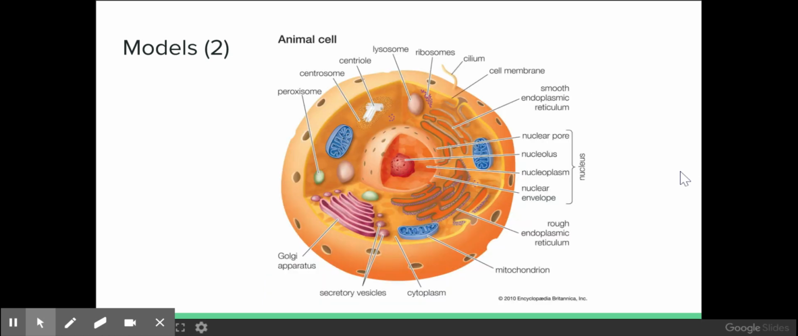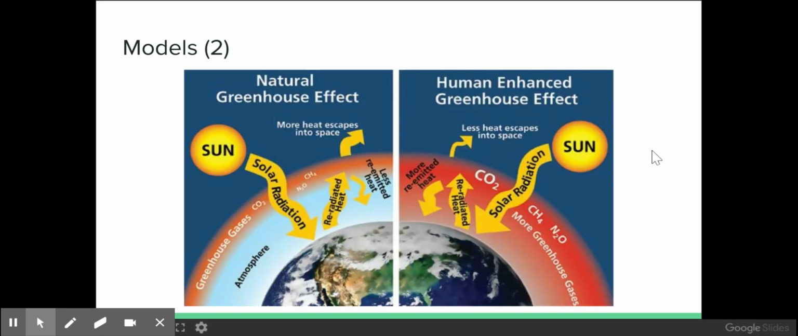You've already worked with models, like last year. Here's our good friend, the cell model, right? The lysosome, the ribosomes, the cilium, the cytoplasm, the mitochondrion. All of these very complicated organelles within an animal cell can be represented by a colorful picture, a model, to make the cell theory more approachable.